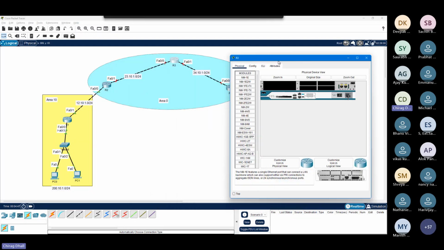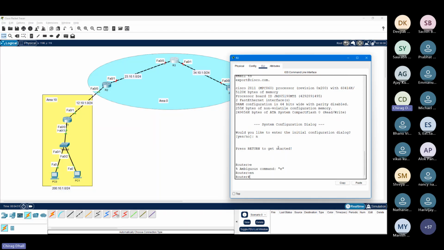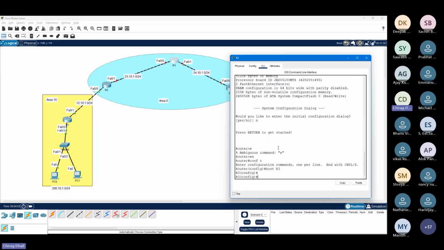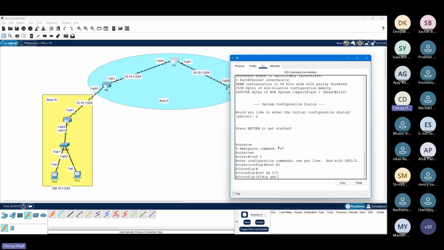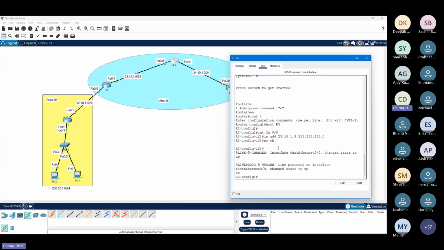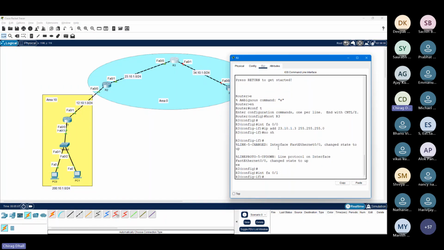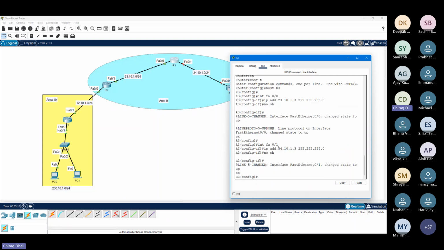We have R3, CLI, say no to the question, enable, config t, hostname R3, interface Fa0/0, IP address 23.10.1.3/24, no shutdown, exit. Interface Fa0/1, IP address 34.10.1.3/24, no shutdown, exit.